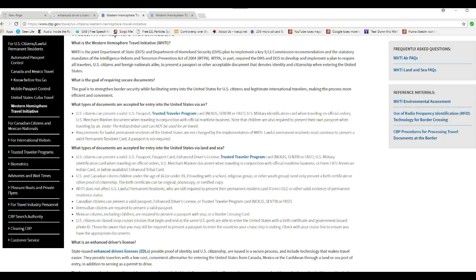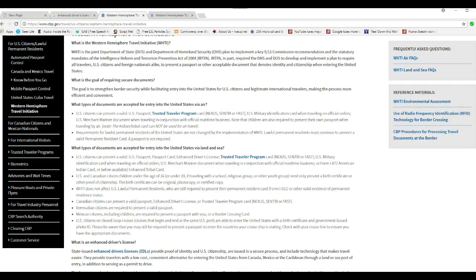That's very interesting. Requirements for lawful permanent residence in the United States are not changed by the implementation of WHTI. Lawful permanent residents must continue to present a valid permanent resident card. A passport is not required.